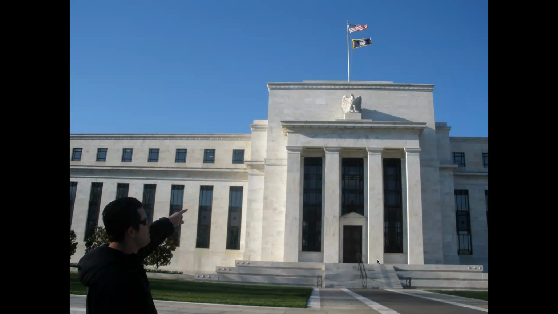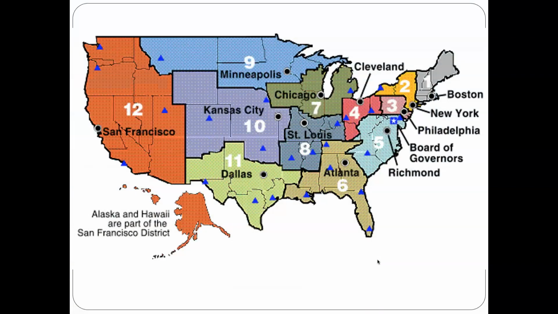So there's Mr. Vanderpool in front of the Board of Governors in Washington, D.C., back in the day when he visited Washington, D.C. And each regional Federal Reserve bank covers a geographical area. So you can see how that's broken down with this map right here. Us being in Beaumont, we are in region 12. So San Francisco is our local Federal Reserve Bank.